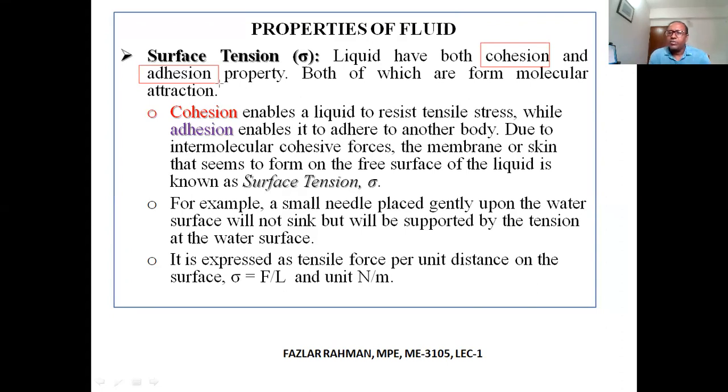So in a liquid, if all the liquid molecules have a tendency to stay together, that property we call cohesion. And if they don't stay together, but like to adhere, meaning stick to something else, that property is called adhesion. Both are forms of molecular attraction. So let's explain again: cohesion enables a liquid to resist tensile stress because they always like to stay together. The bonding is strong, so even if you put something, they carry that load.